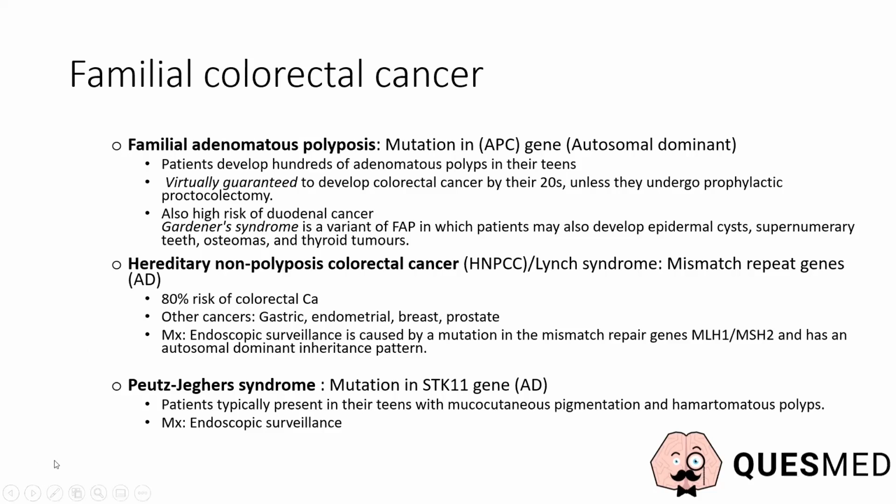Peutz-Jeghers in most cases is caused by mutations on chromosome 19. Patients develop multiple benign intestinal hamartomas, which may cause episodic obstruction and intussusception. There's an increased risk of colorectal cancer and gastric cancer, as well as breast, ovarian, cervical, pancreatic, and testicular cancers. Annual examination and complete intestinal endoscopy is recommended every 2 to 3 years.